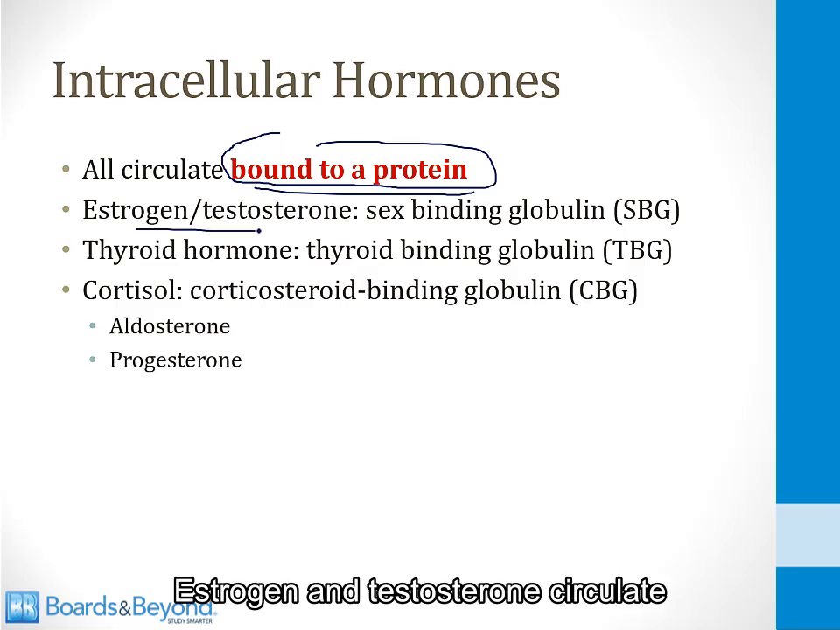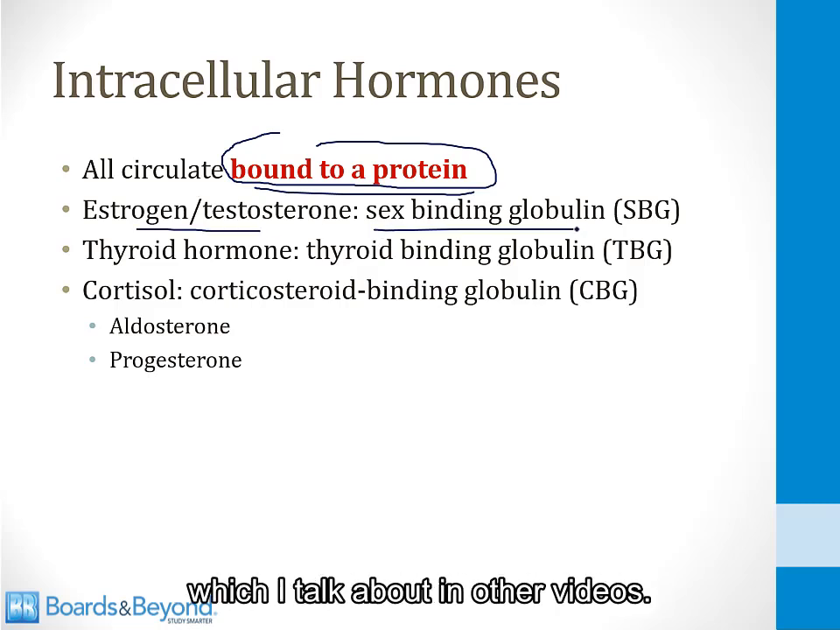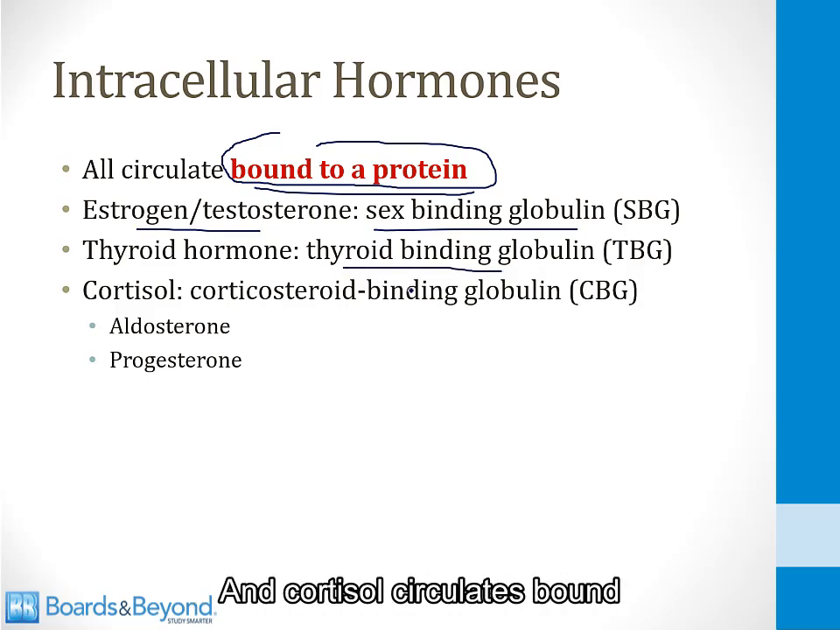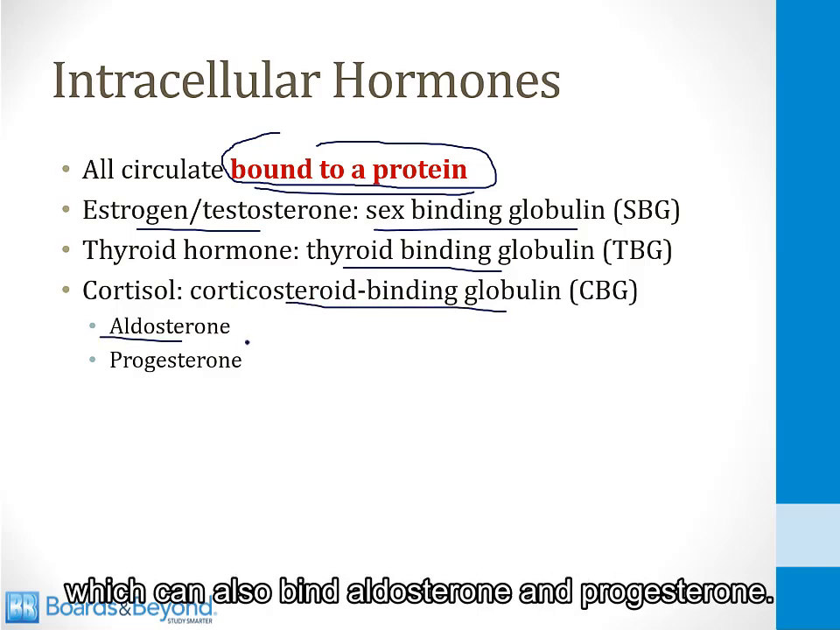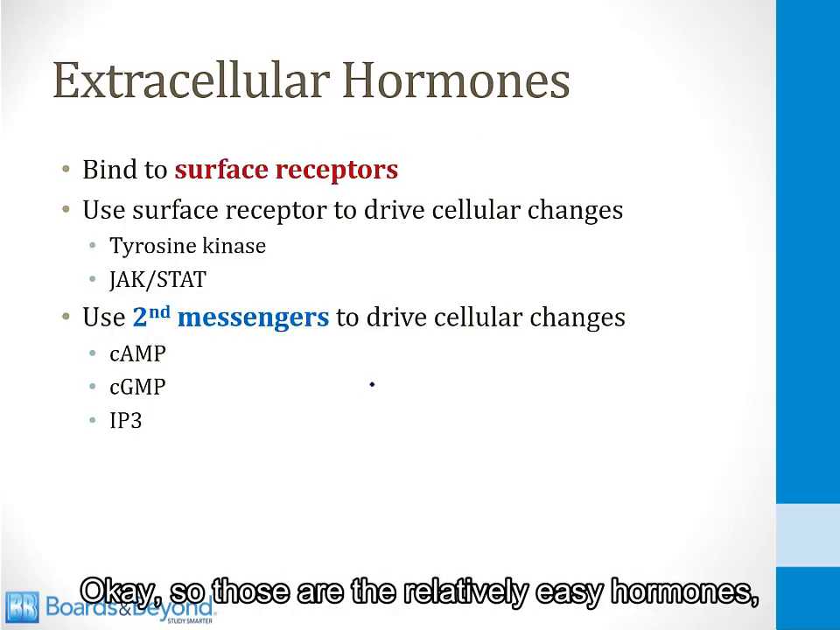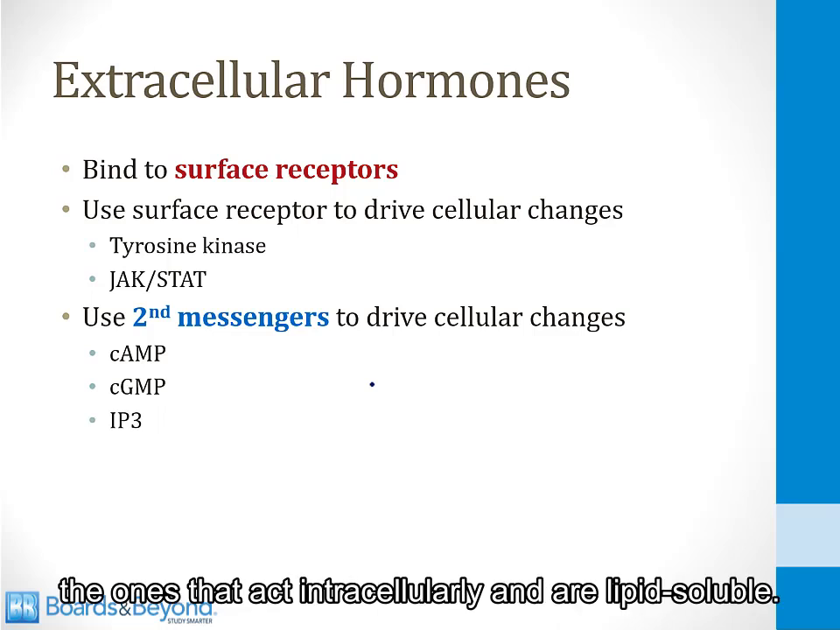Estrogen and testosterone circulate bound to sex hormone-binding globulin, which I talk about in other videos. Thyroid hormone circulates bound to thyroid-binding globulin, and cortisol circulates bound to corticosteroid-binding globulin, which can also bind aldosterone and progesterone. Okay, so those are the relatively easy hormones, the ones that act intracellularly and are lipid-soluble.